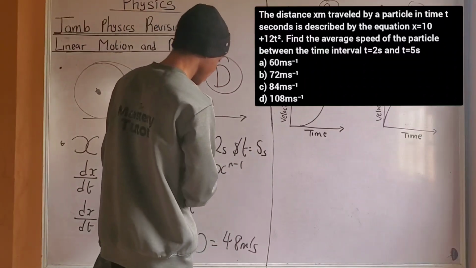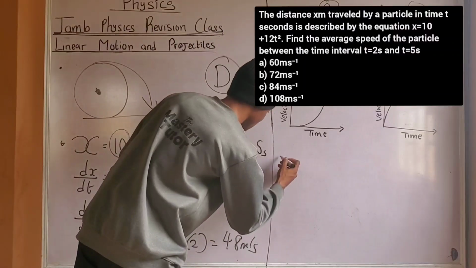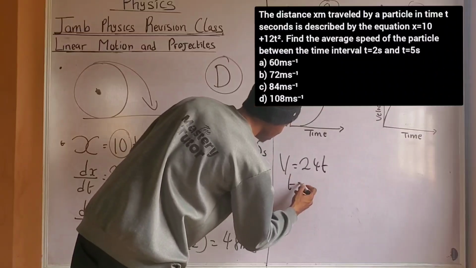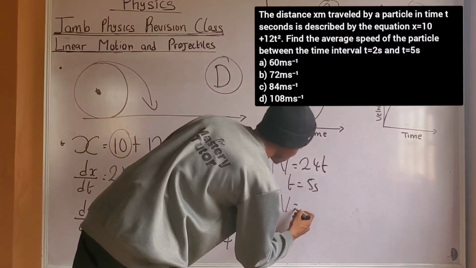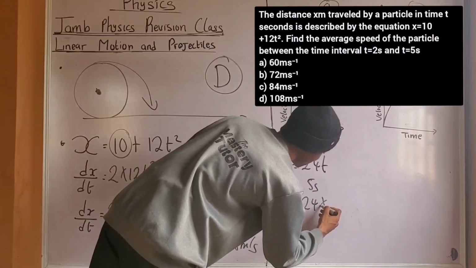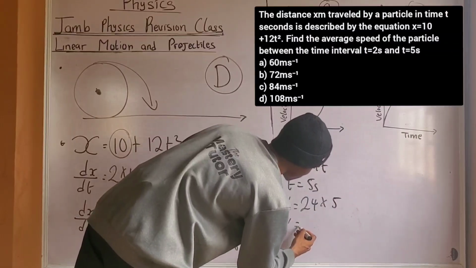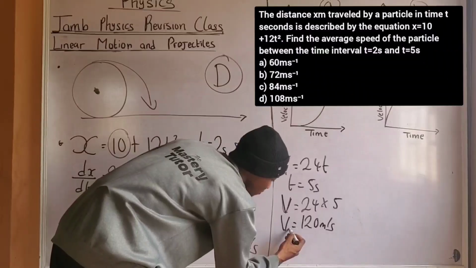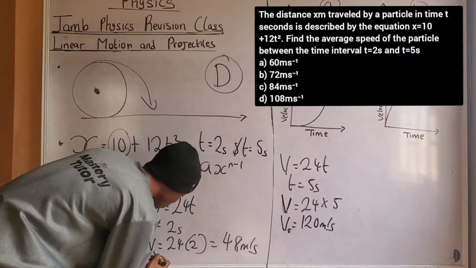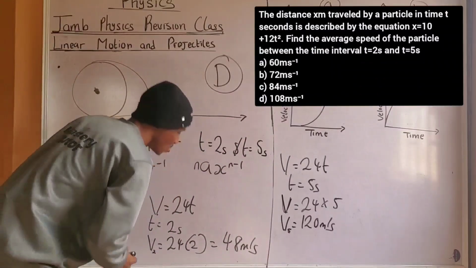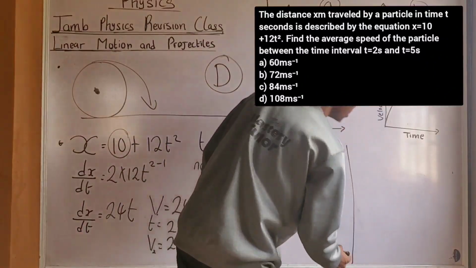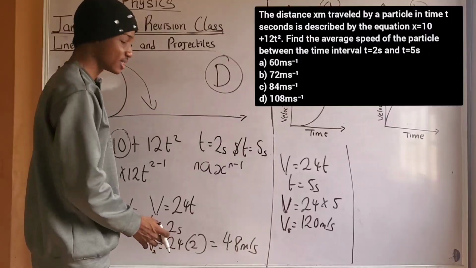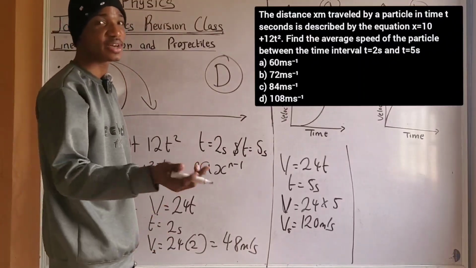What of when t equals 5 seconds? I'm going to have v equals 24t, right? When t equals 5 seconds, the velocity will be equal to 24 multiplied by 5. Velocity will be equal to 120 meters per second. Let me call this one velocity at 5 seconds, and this one velocity at 2 seconds. Now, to get the average velocity, you have to sum the velocity at 5 seconds and the velocity at 2 seconds together and divide it by 2.